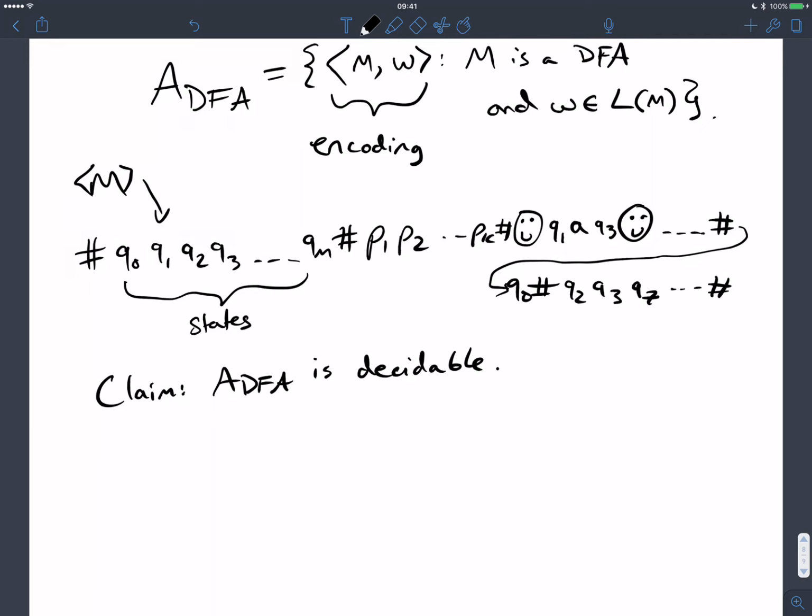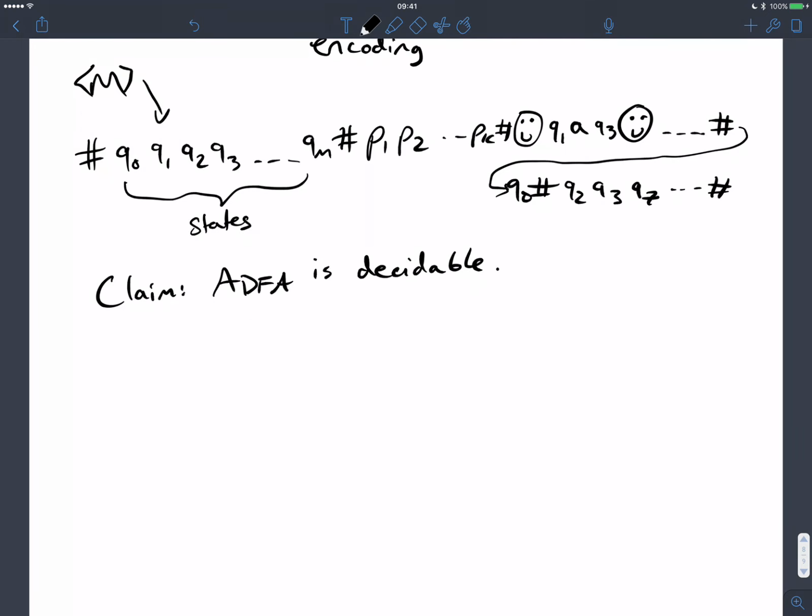Okay. So I want to claim that a DFA is decidable. I want to outline a high-level description of a Turing machine such that, given this pair M and W, it can decide whether or not the machine M accepts W in a finite amount of time. So I want to make a decider, let's just call it D.